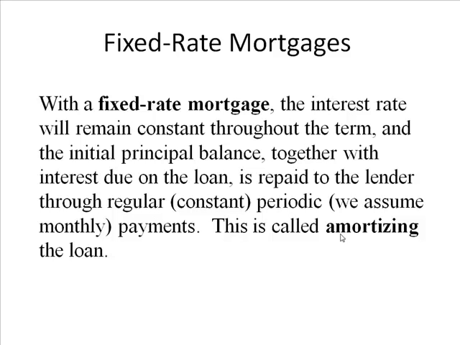With a fixed rate mortgage, the interest rate will remain constant throughout the term. The initial principal balance, along with any interest payments, are repaid to the lender through regular, periodic payments. In most cases, these are monthly payments. This is called amortizing the loan.